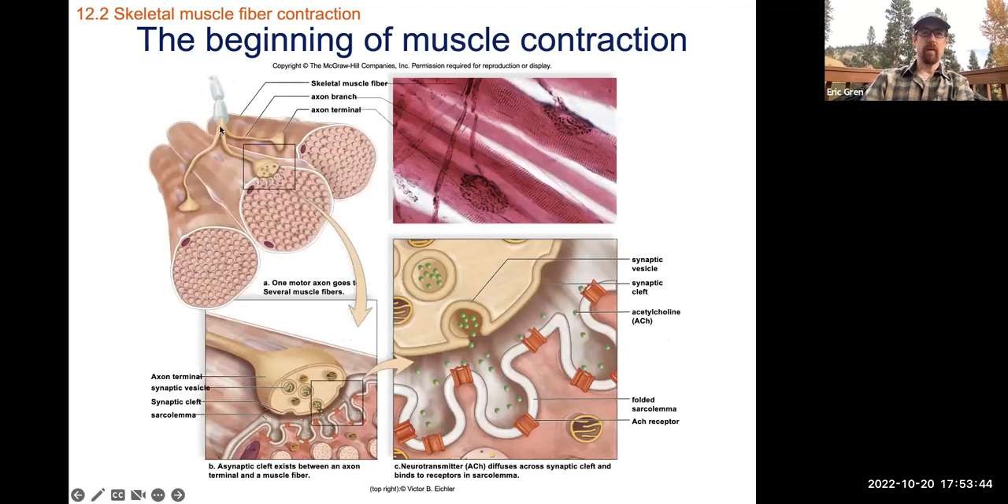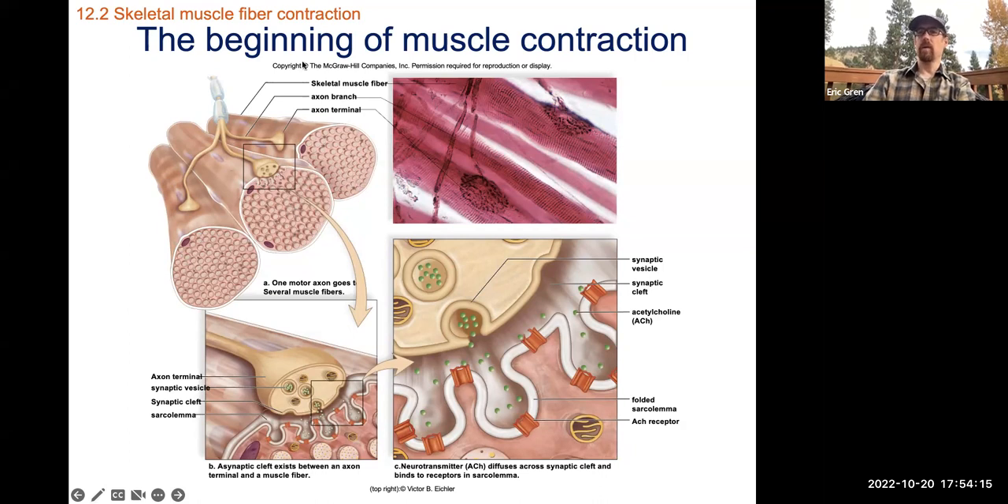So here's a picture of what that looks like. Here's my neuron, okay? And the neuron comes down and it actually branches so that it forms junctions, it forms synapses with multiple skeletal muscle cells, right? Each of these tubes is a skeletal muscle cell. Okay, so in this picture, we've got 3 skeletal muscle cells, and each of them is innervated by one branch of this specific neuron. Okay, we actually call this a motor unit.